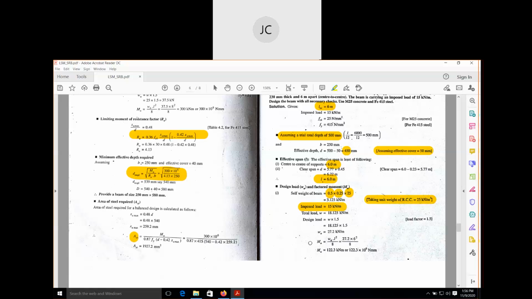Therefore the maximum bending moment, or ultimate moment of resistance, is equal to WL square by 8. You put the values here: the W value is this one, and the L value is the effective span. So we will get the value of Mu, where Mu means design moment.